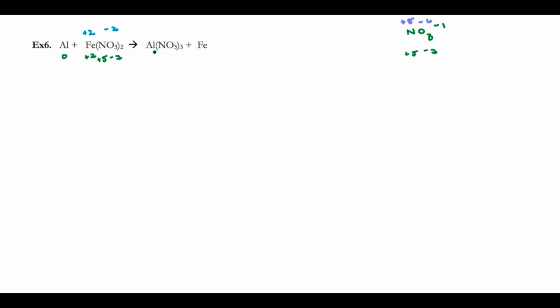All right, the same thing happens here. Nitrate is NO3-, so the oxidation number of oxygen is -2, nitrogen is +5. But here, since I have 3 nitrates, that contributes an overall charge of -3. So to cancel out that -3 to get no charge overall, I need +3. So +3 will be the oxidation number of aluminum, and iron will be an oxidation number of 0 since it's an atom all by itself.